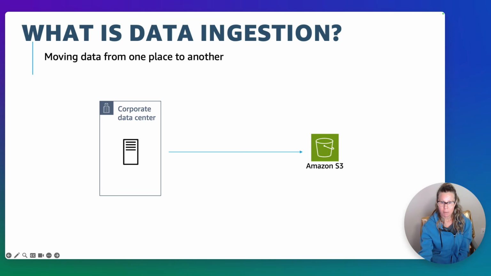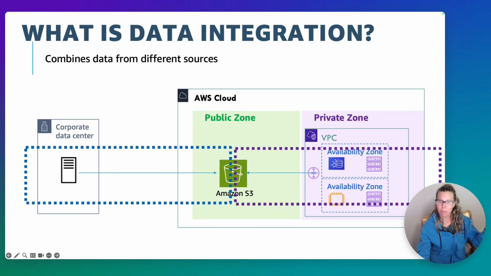Let's jump back to our fundamentals and talk about what is data ingestion. So data ingestion is the process of moving data from one place to another. Let's dive a bit deeper and ask if you can tell me the difference between data ingestion and data integration. Well, we just said that data ingestion is moving data from one place to another. And in this diagram on the slide, we are moving data from the on-premises corporate data center into an S3 bucket. Data integration combines data from different sources into a new data set. So what is an example of data integration?